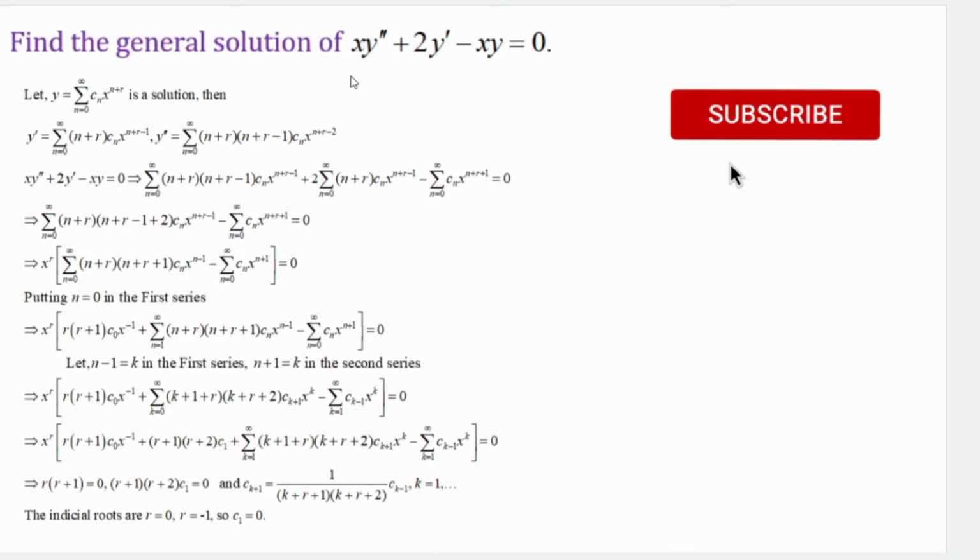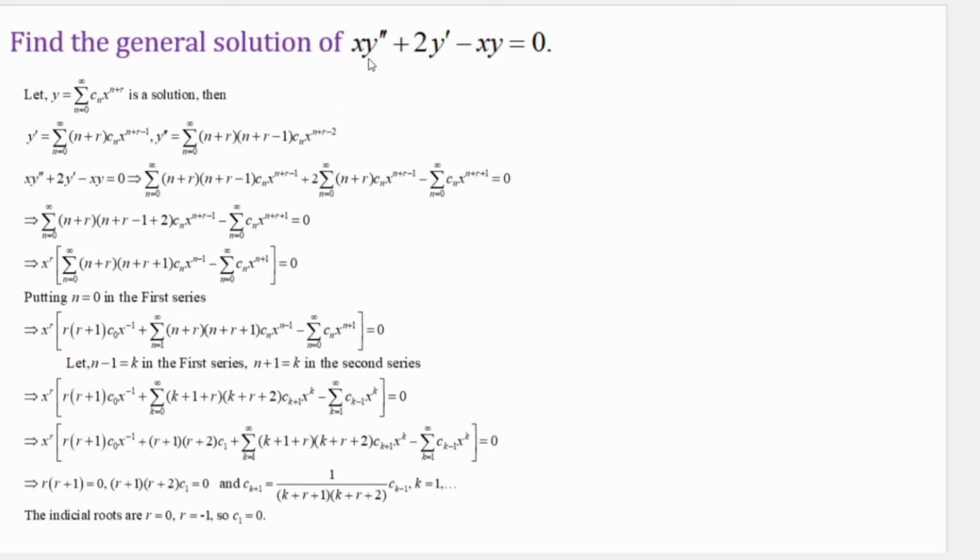So we know that to solve linear differential equations we cannot apply the power series method directly about the singular points. In this case x equals 0 is a regular singular point. So we use Frobenius method. Frobenius method is an extension of power series methods.